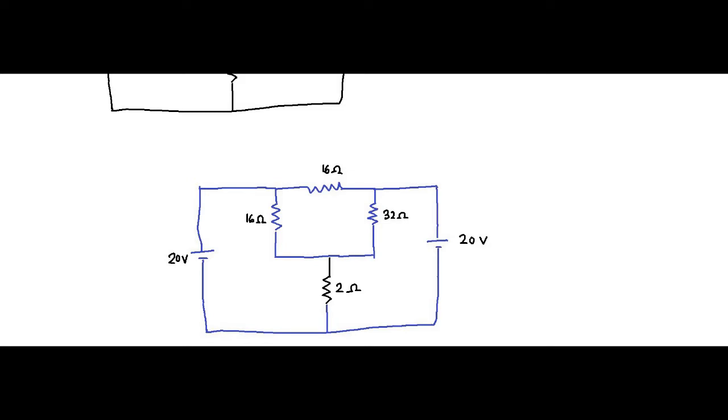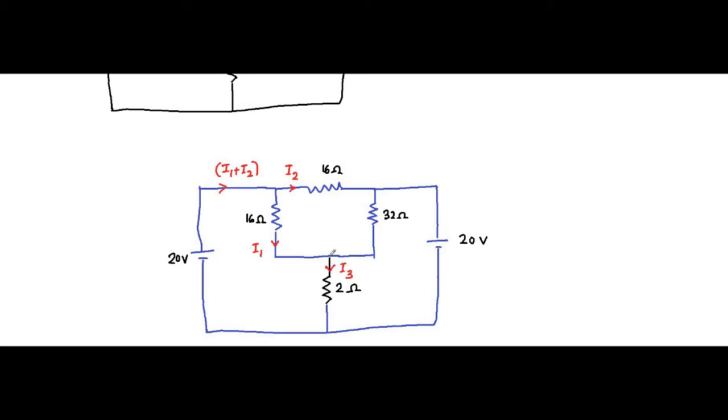So let us say this current flowing through this 20 ohm resistor is, let's say, I1 plus I2. Why I've written I1 plus I2, we'll see. Here at this node, it gets split. Here, let's say it is I1. Here, let's say it is I2, like this. Let's say this current flowing through this 2 ohm resistor, let's call it I3.